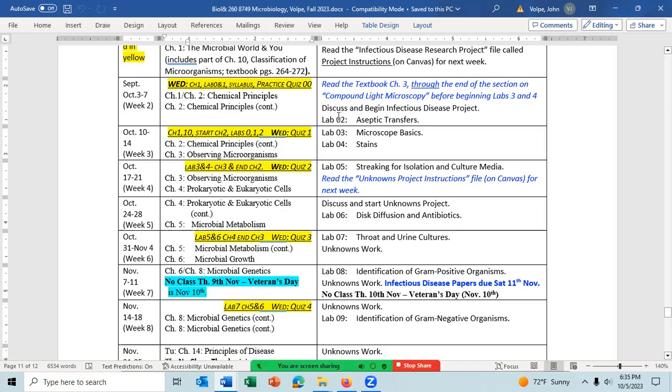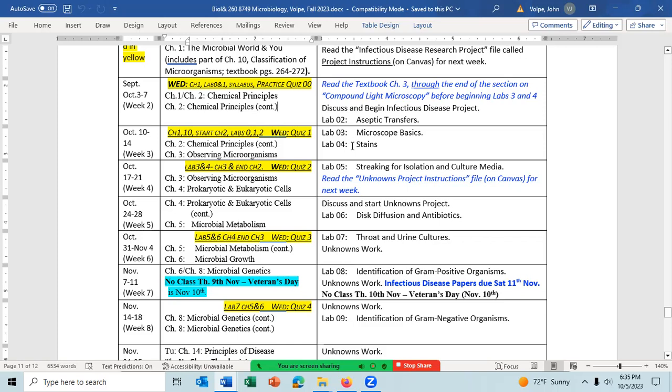Today, we're going to be talking about Lab 2, aseptic transfers. And let me remind you, you should read the textbook through chapter 3 on the section on compound light microscopy before we begin the labs next week, labs 3 and 4.